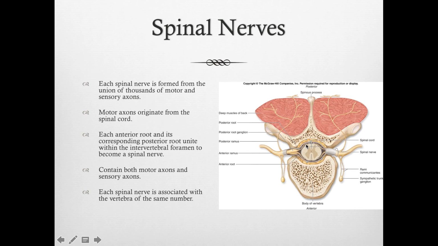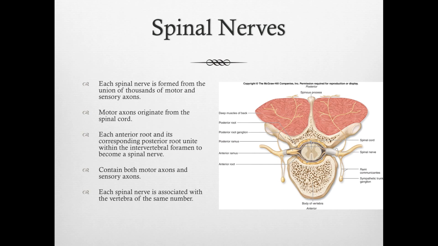And here is the posterior root that we see here, and these two are going to unite here within that intervertebral foramen and become this spinal nerve that then radiates outward. Again, it is both motor and sensory axons that exist here because we have to have sensory input coming into the central nervous system, and by the same extension, we also have to have motor responses coming out of the central nervous system. So both of these axons must exist.